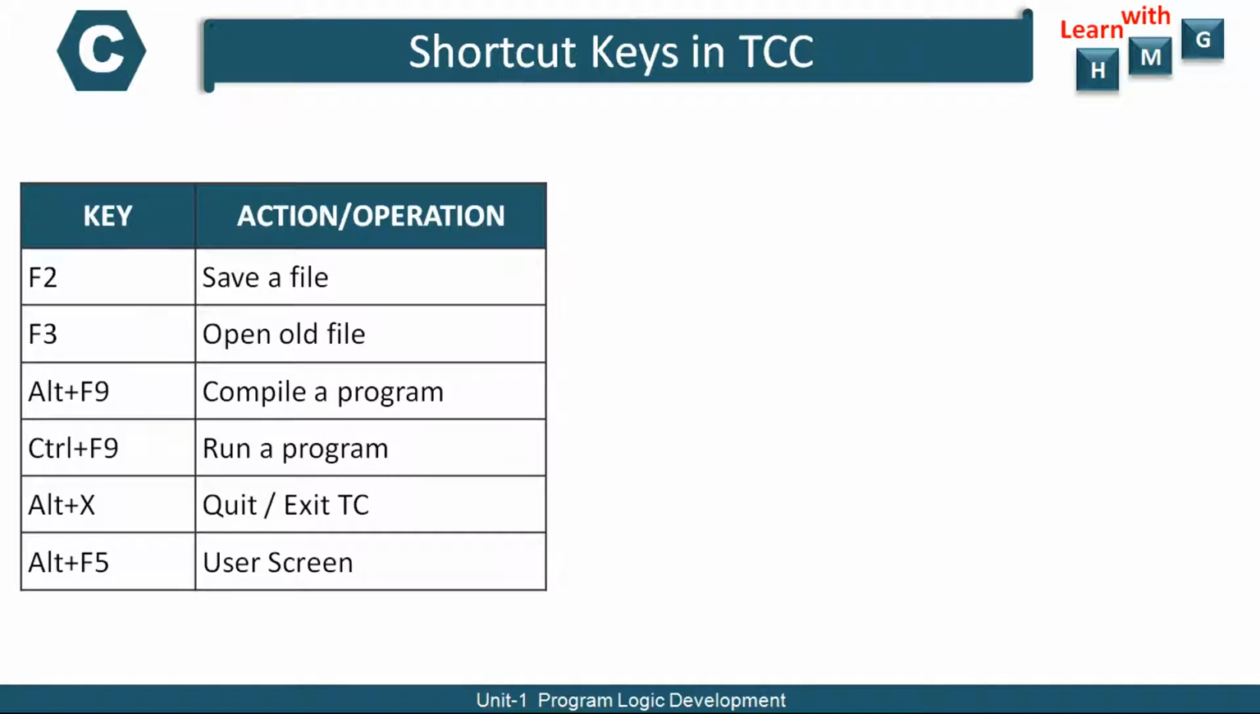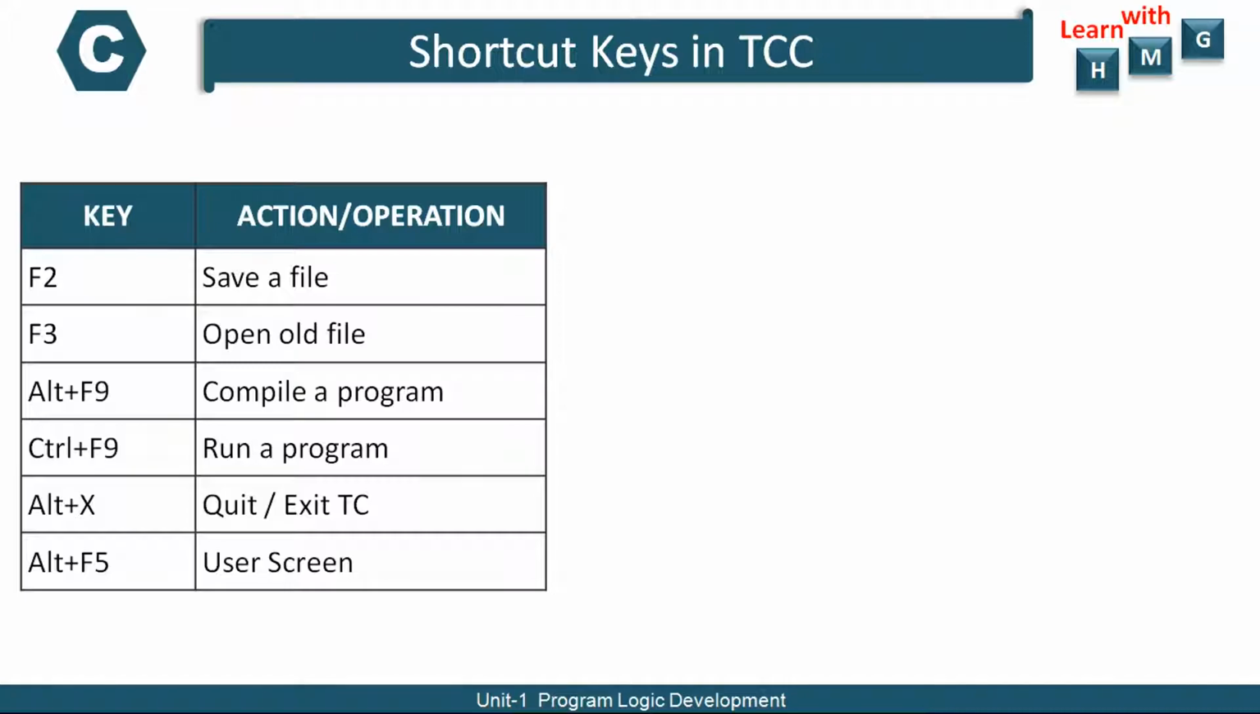For saving a file, you can use function key F2. To open an old or existing file, F3 key. To compile a program, press Alt F9. To run a program, press Ctrl F9. To quit or exit from Turbo C compiler, press Alt X. To display user screen or output screen, press Alt F5.